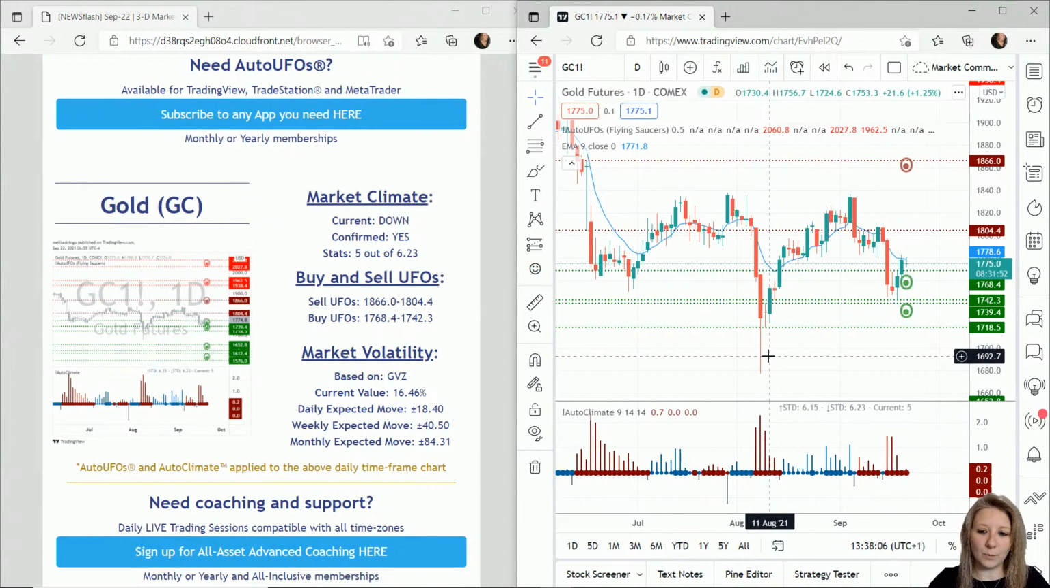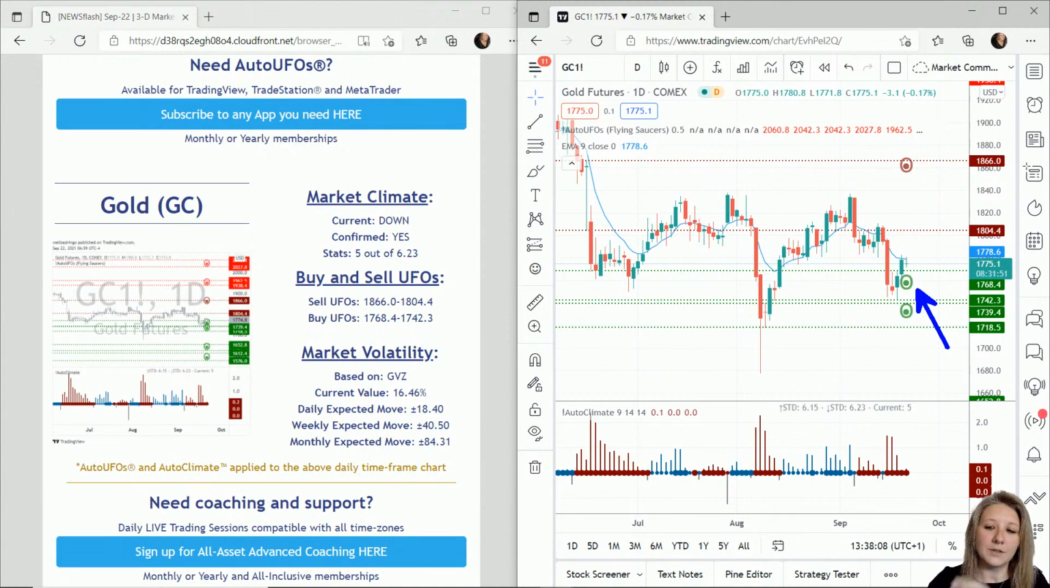So gold, we have again here a confirmed downwards climate. A lot of our markets moving down today. Thick red dot, probability downwards. Usually goes down for 7 candles. We're on candle number 5, so coming to the end of what would be a usual move to the downside. We also have buy orders here at 1768.4 to 1742.3. So again, if price were to come down and hit those, we would expect price to go up. So I wouldn't be surprised to see price change over the next coming days.